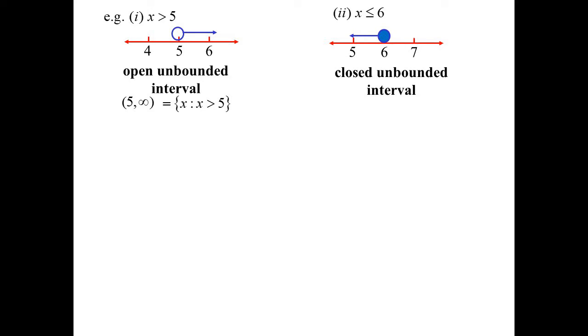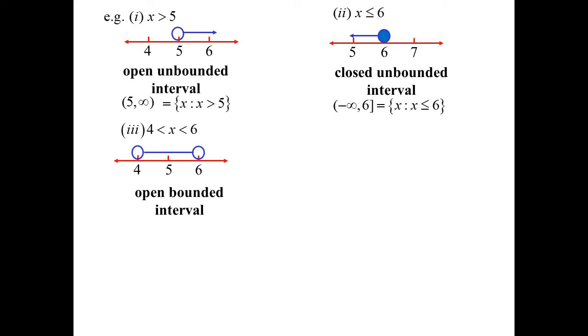That would be a closed unbounded interval. Endpoint is included, only got one endpoint. When it's included, we use a bracket instead of a parenthesis. x is in between 4 and 6, so we would draw it something like that. That would be open, endpoints not included, but it's bounded. You got two endpoints there. And we would write it like that.